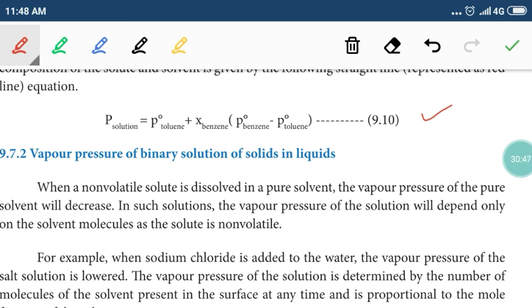With this today's class is over. Tomorrow we will discuss about vapor pressure of solution containing solid and liquid. When solid is dissolved in liquid, what about the vapor pressure of the liquid? That will be discussed tomorrow. Thank you.